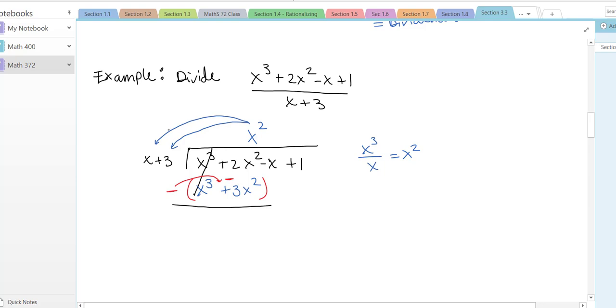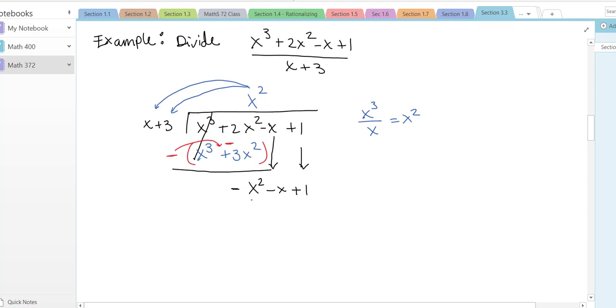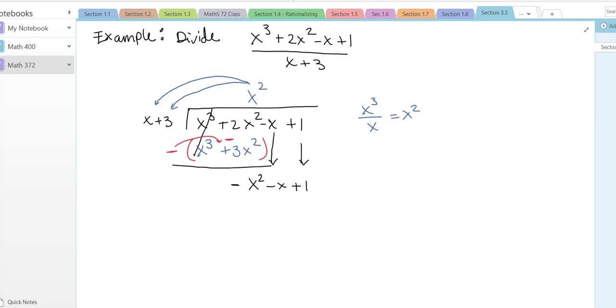So that becomes a minus 3x squared. So I'm left with 2x squared minus 3x squared. That's negative 1x squared, so negative x squared. And now bring your other terms down. So minus x. I tend to like to bring everything down so that I don't forget that I have stuff up there. So now let's keep going.